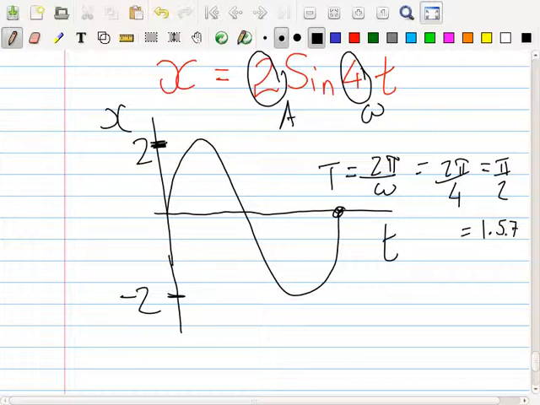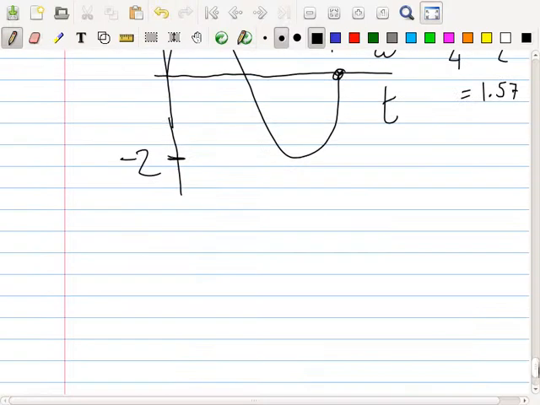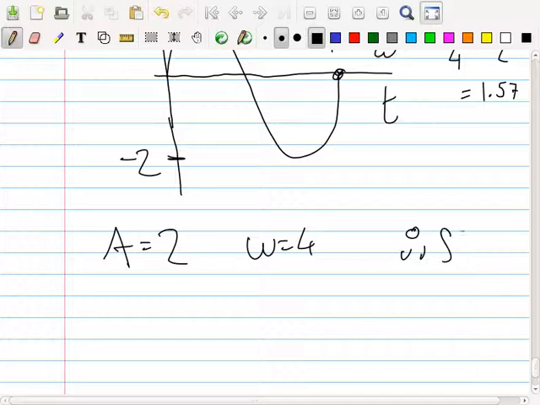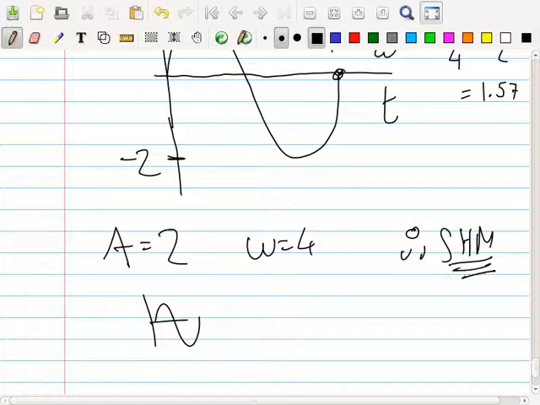Anyways, the question is, show that it's simple harmonic motion. We can't really do it properly because we don't have calculus yet. So for the moment, to show that it's simple harmonic, all I would like you to do is say what the A is and what the omega is, and you can say it's therefore simple harmonic. Because of the graph as well. If the graph goes like this, it's simple harmonic motion.